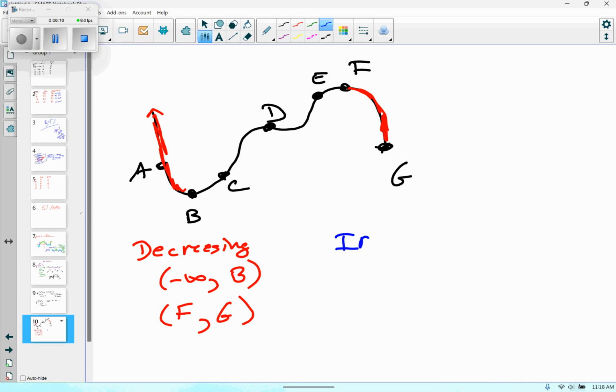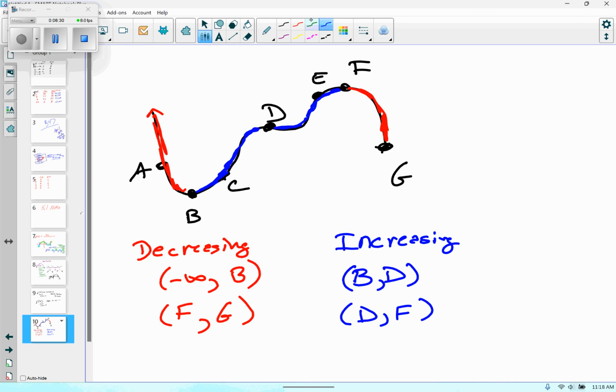And as far as this increasing, it's increasing along here, and then it's increasing again up to this point. So it's increasing from B to D, and then from D to F, it's increasing. There's one obscure point here, which is point D. Point D is where our graph is constant. Okay, so in this case, our slope of our line is 0, so it's constant at D.